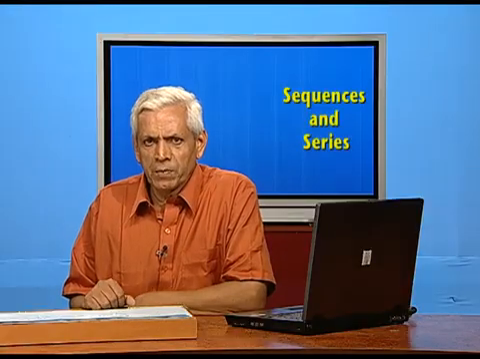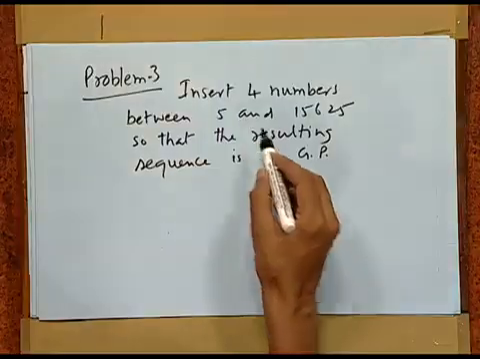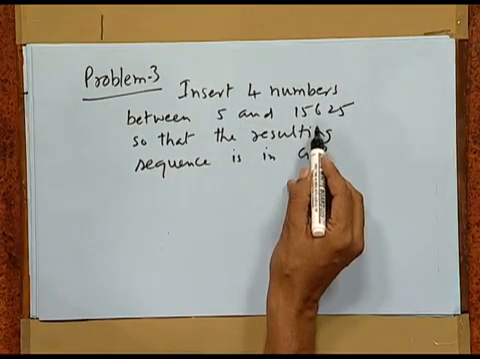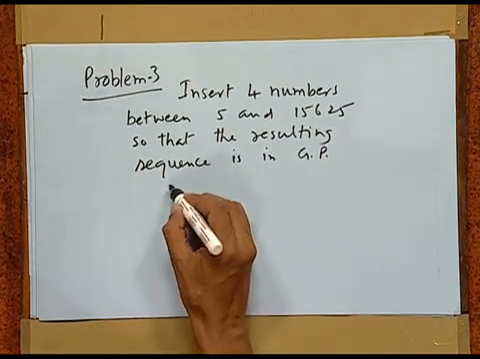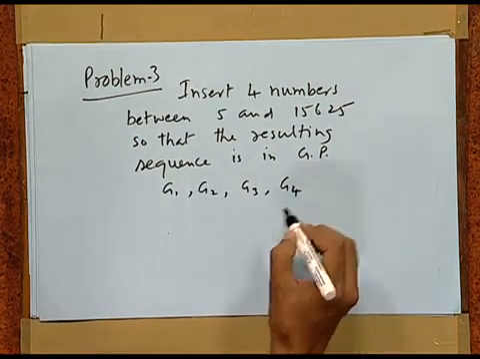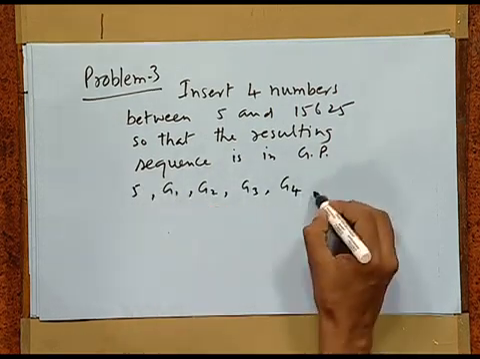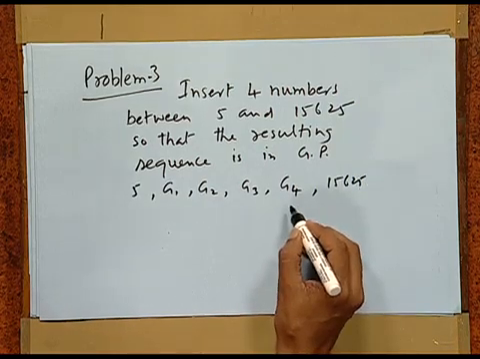As we did in the case of AP, we can also insert a number of terms between two numbers to make it a GP. For instance, we have a question: insert 4 numbers between 5 and 15,625 so that the resulting sequence is in GP. Suppose they are G1, G2, G3 and G4. The first term is 5 and the last term is 15,625. So, now we have 6 terms in GP.